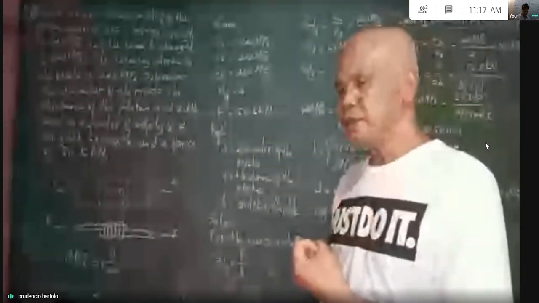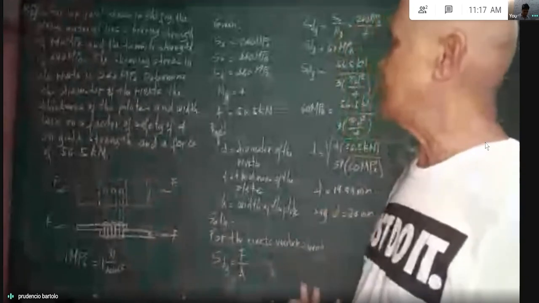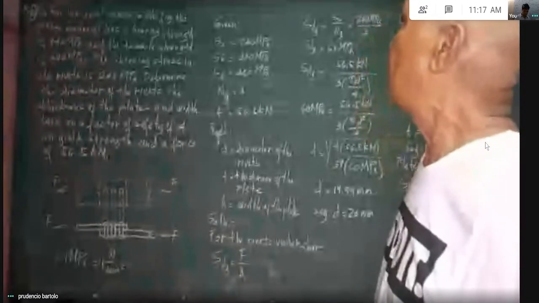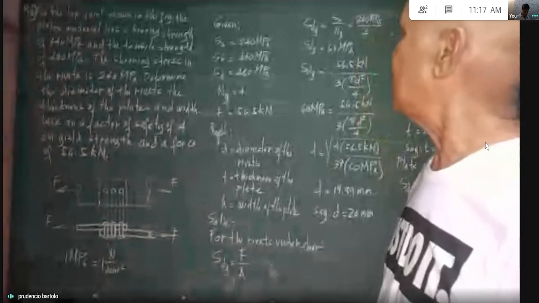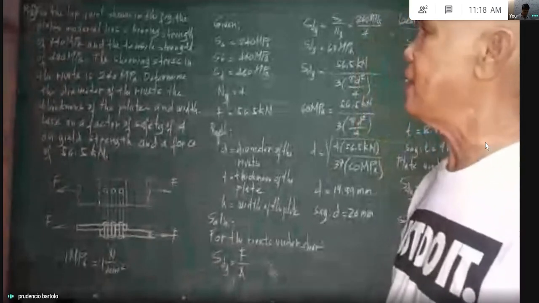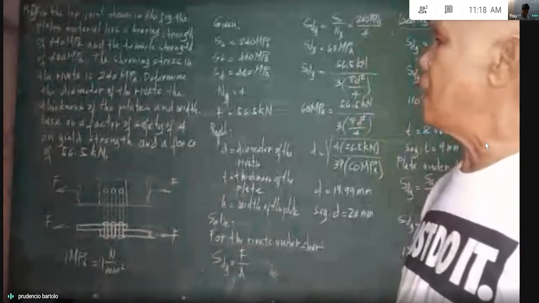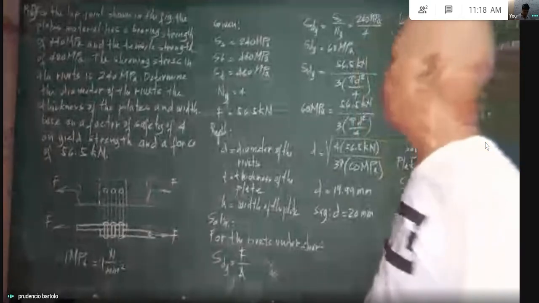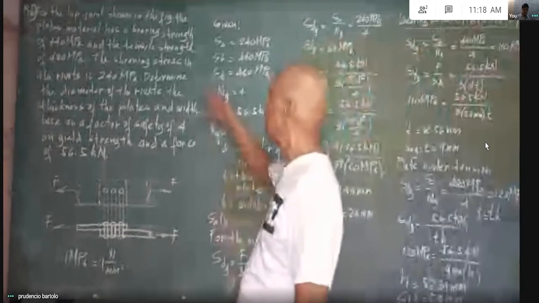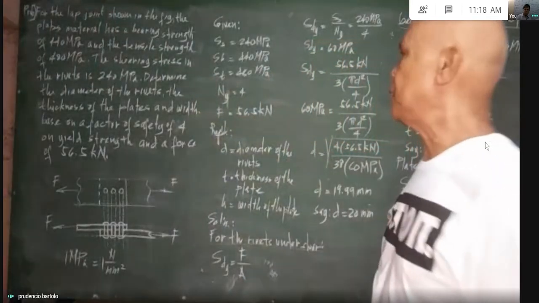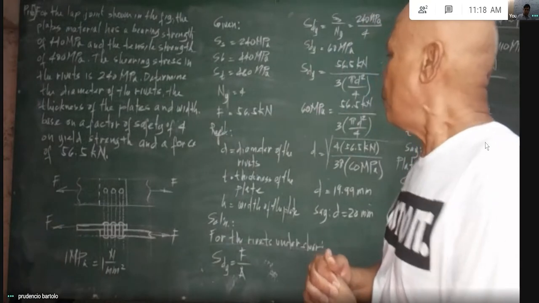Now we'll consider the second problem involving shearing stress and bearing stress. As stated, for the lap joint, the plate's material has a bearing strength of 440 megapascal and a tensile strength of 480 megapascal. The shearing stress in the rivet is 240 megapascal. Determine the diameter of the rivets, the thickness of the plate, and the width.